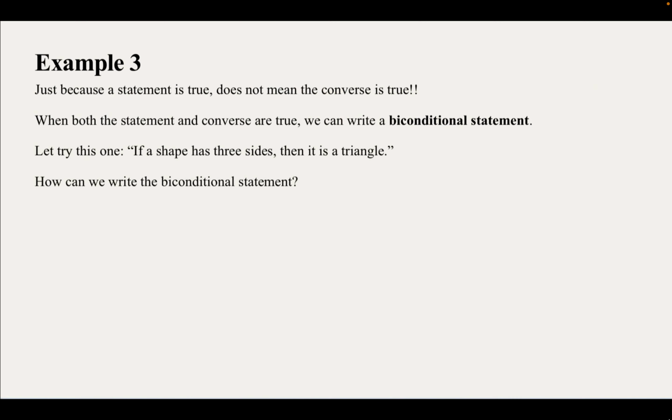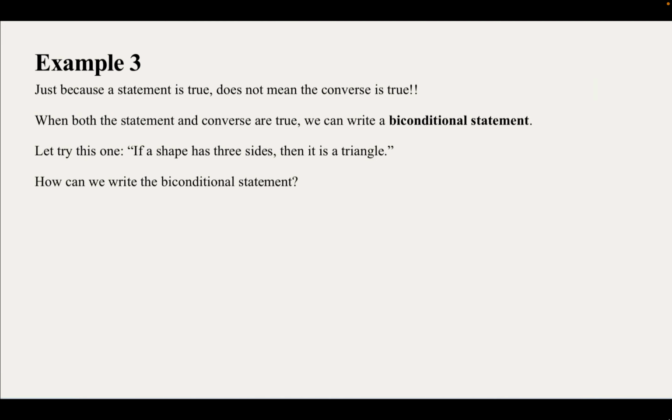Okay, we mentioned this before, just because a statement is true does not mean that the converse is true. However, when the statement and the converse are true, we can write what's called a biconditional statement. So essentially what this is, it's a way to write the statement and the converse without having to write out two sentences. So instead of saying, if the electricity is working, then the lights will turn on. If the lights are turning on, then the electricity is working. I can combine it into one sentence.